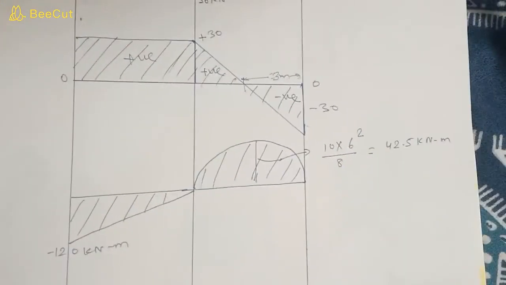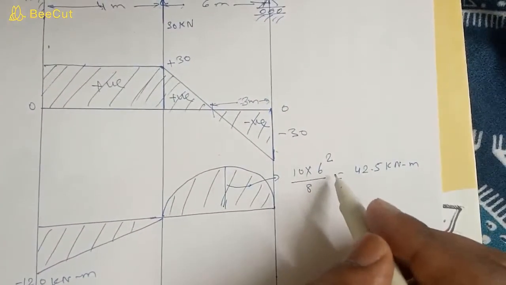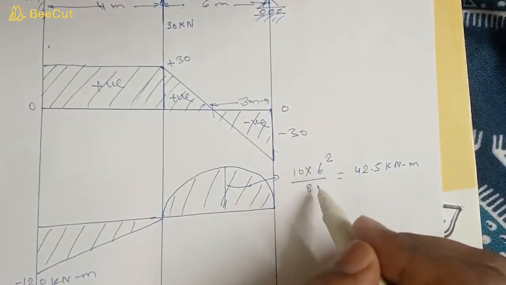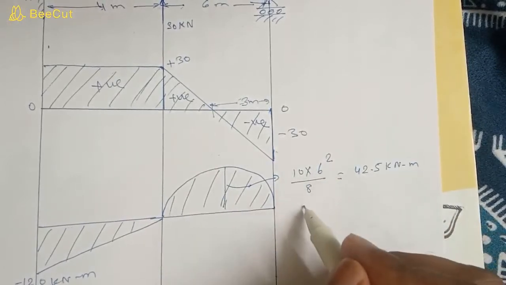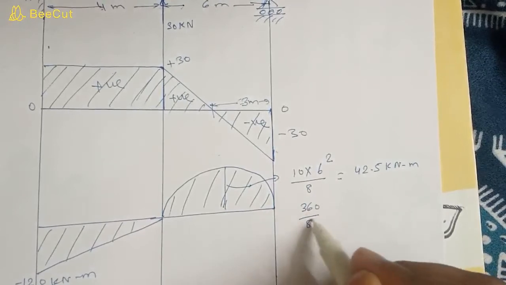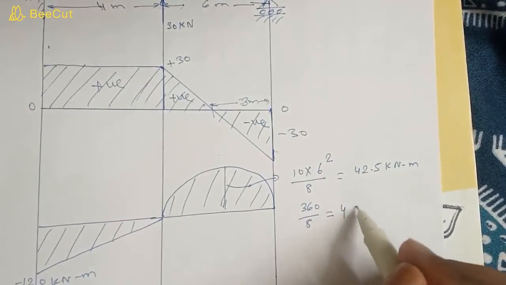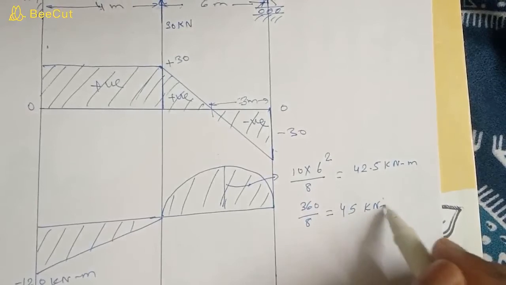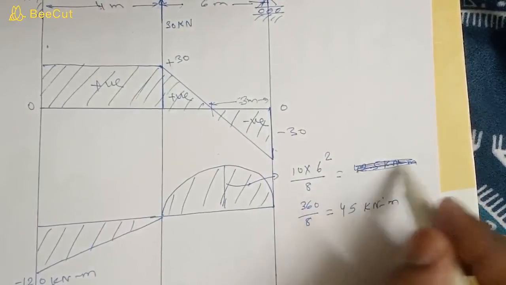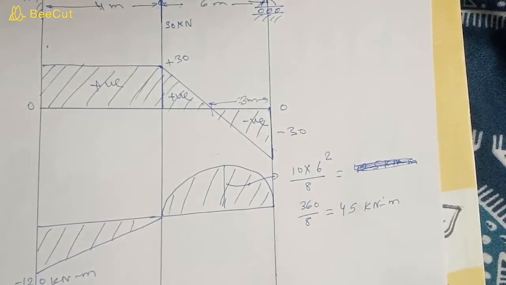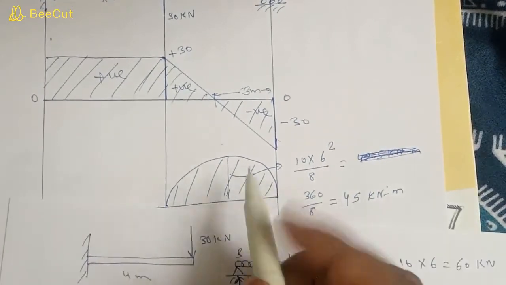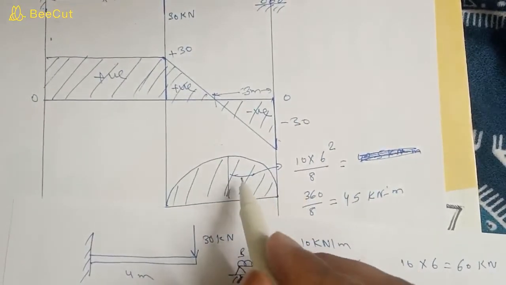Now the bending moment at this point was 10 into 6 to the power 2 by 8. So it will become 10 into 36, so it will become 360 by 8. So this will become 40 kilonewton meter. 40 kilonewton meter. I have written 42.5 by mistake. So you have calculated the maximum bending moment at x is equal to 3 meter.